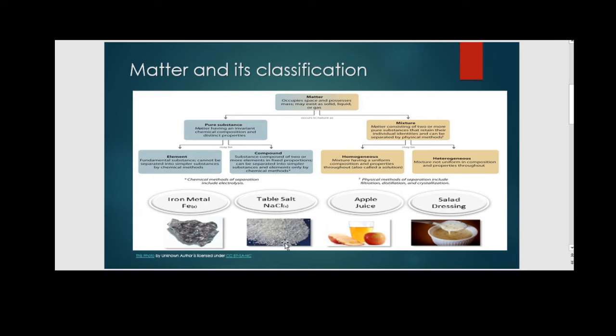Compound is also considered an example of pure substances. In case of mixtures, they are classified into homogeneous mixture and heterogeneous mixture. Homogeneous mixtures are those mixtures in which the concentration of substance remains constant throughout the mixture. And in case of heterogeneous mixtures, the concentration of substance does not remain constant throughout the mixture. Such a mixture is called a heterogeneous mixture.